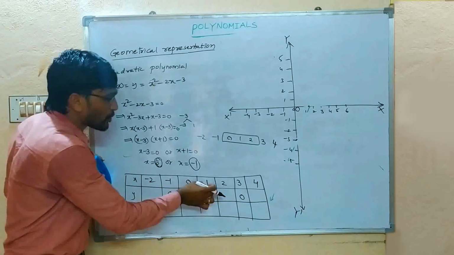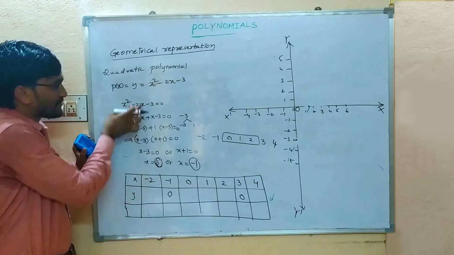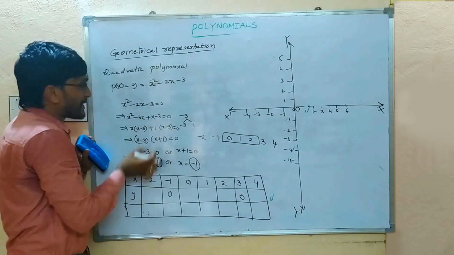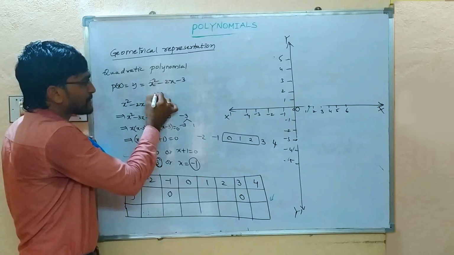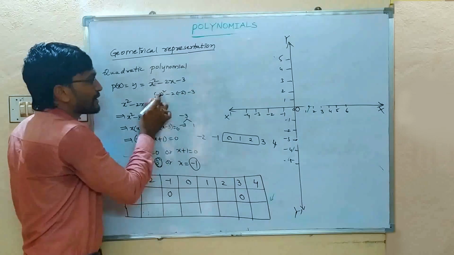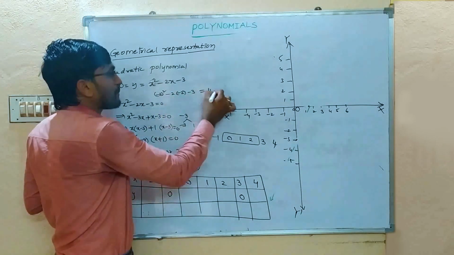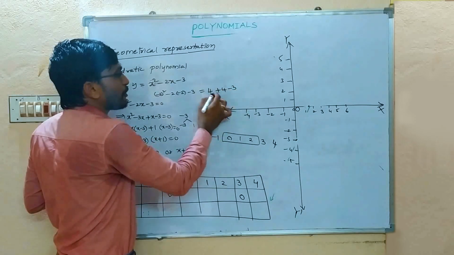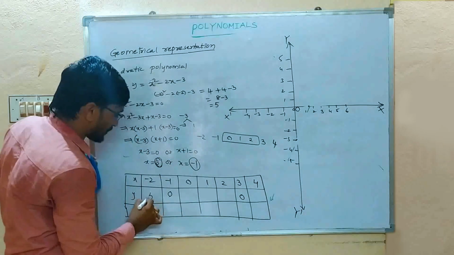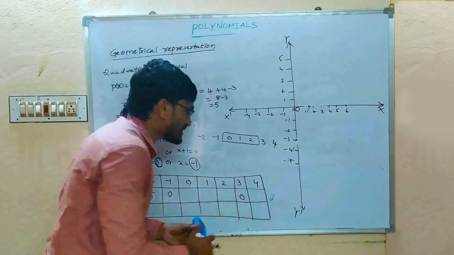Now calculate it at minus 2, 0, 1, 2 and 4. At minus 2, substitute the x value as minus 2 in y is equal to x square minus 2x minus 3. So minus 2 whole square, minus 2 into minus 2, minus 3. Minus 2 whole square is nothing but 4. Minus 2 times minus 2 is plus 4. 4 plus 4 is 8, 8 minus 3 equal to 5. So here the value is 5.